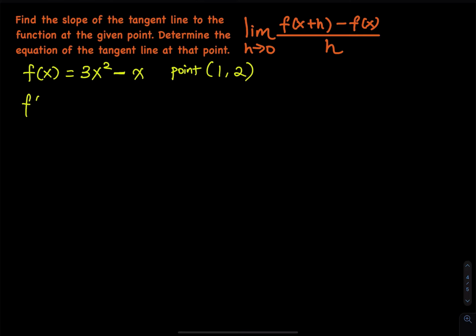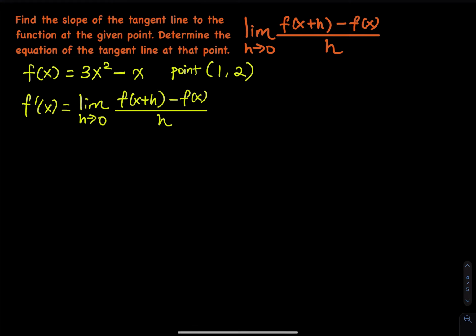So f prime of x equals the limit as h approaches 0 of f of x plus h minus f of x, divided by h. That is the first step, or you can call that step 0. And then step 1, you plug in x plus h. So limit as h approaches 0. You replace the x with x plus h.